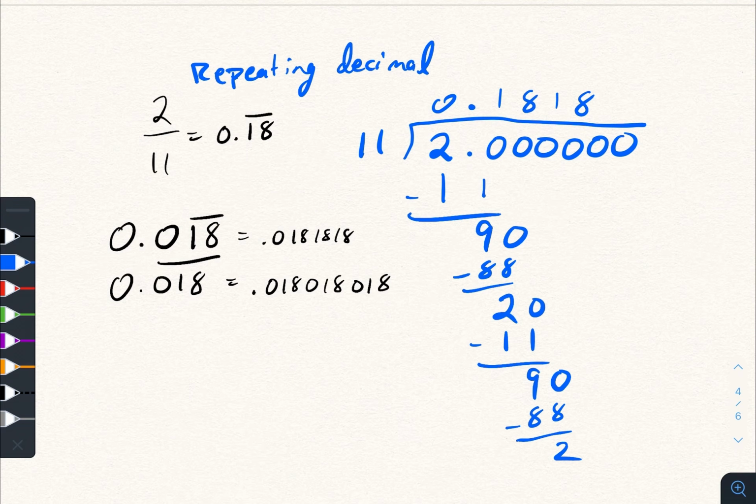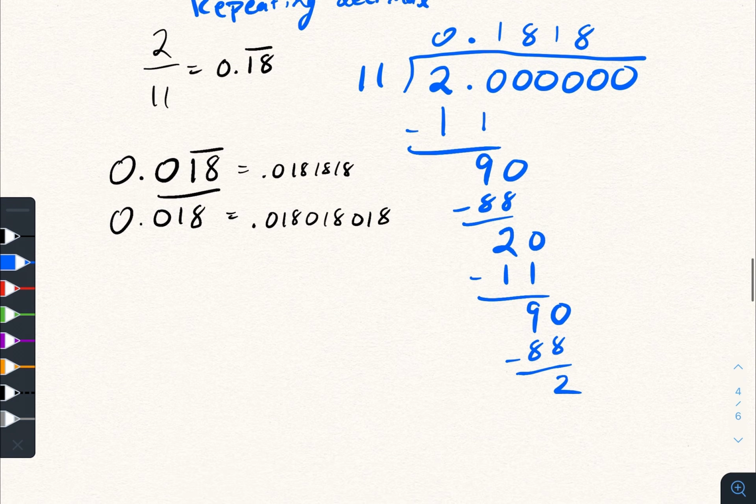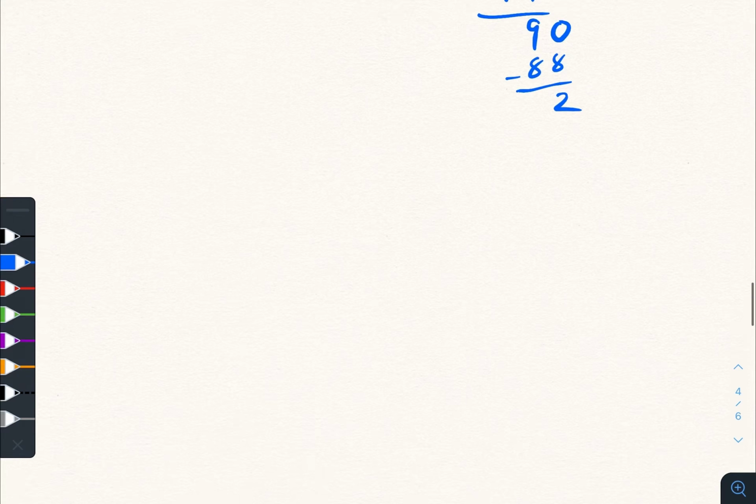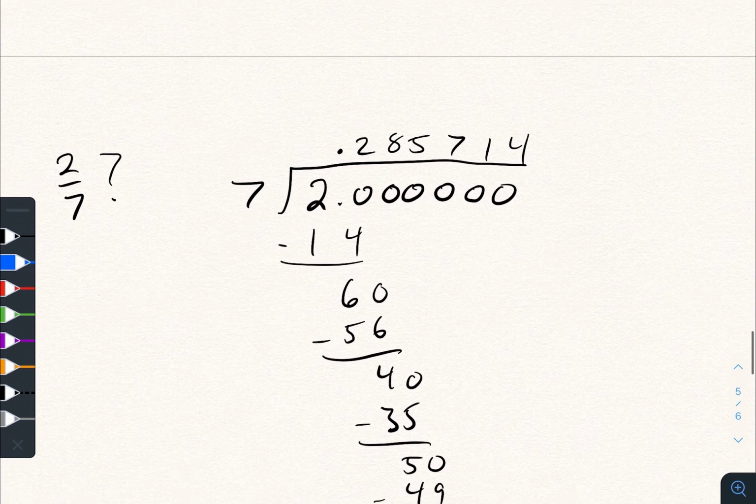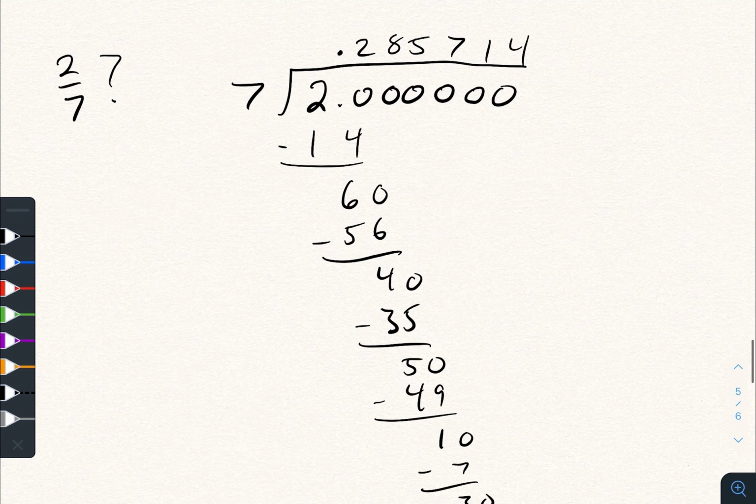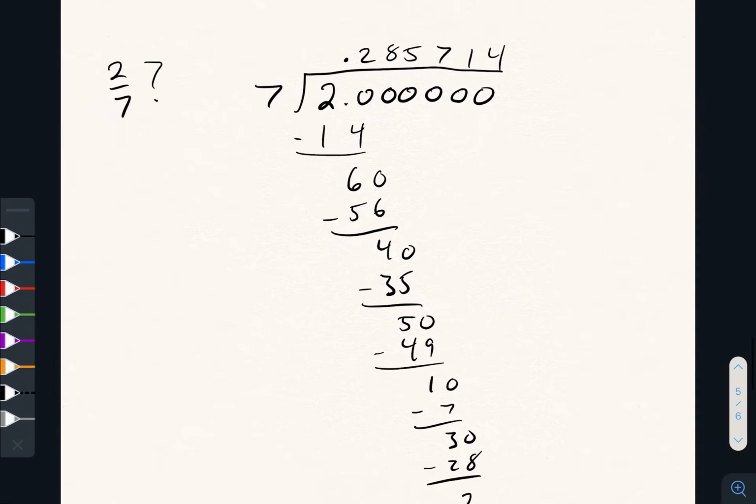There are also non-repeating decimals. For example, pi. If you want to represent pi as a decimal, that would give you a non-repeating decimal. But yeah. If you want to do something like 2/7, that is also going to end up being a repeating decimal.